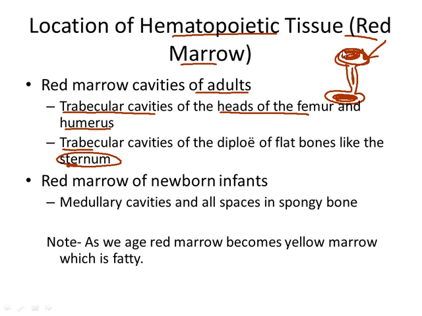Now in children, in infants, all the medullary cavities and all the spaces in the spongy bone, anywhere there's a cavity or spongy bone, you have red marrow. They don't have yellow marrow as children. As you get older, that red marrow is replaced by yellow marrow, which is fatty.